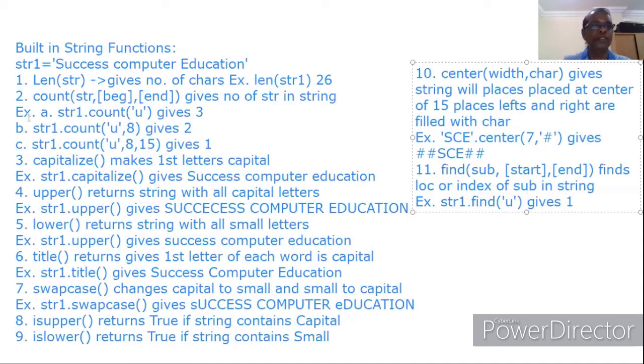So previously we studied count. Count counts the number of occurrences of u, whereas find returns the index or position or location of the specified string. Here we need to find where u is available. U is available in the first location. This is 0 location. This is first location. Similarly, 3 forms are there.